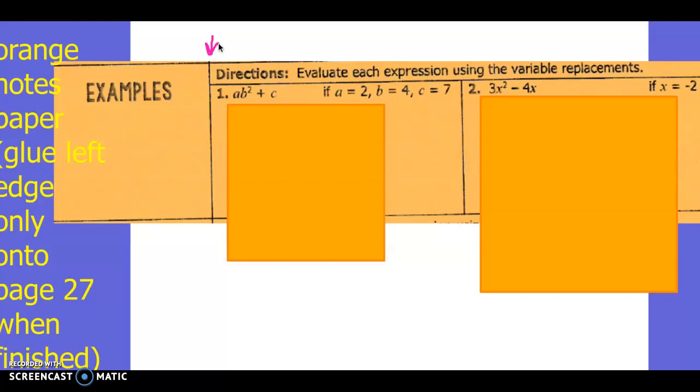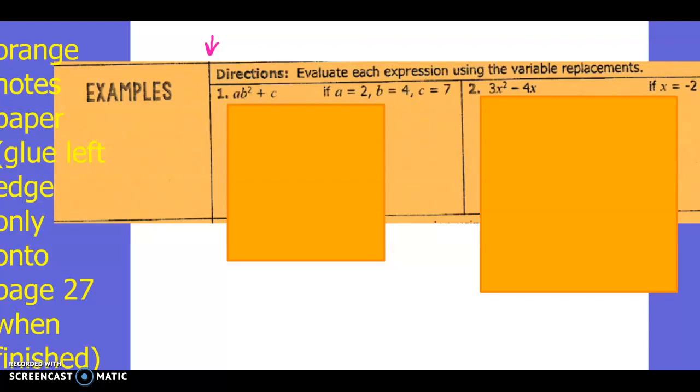All right, so here we go. Let's get started. We're going to evaluate the expression in number 1, AB squared plus C. It says A is 2, B is 4, C is 7. So we're going to start off. We're going to substitute those values in place of the letters.